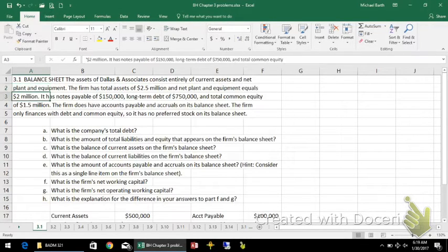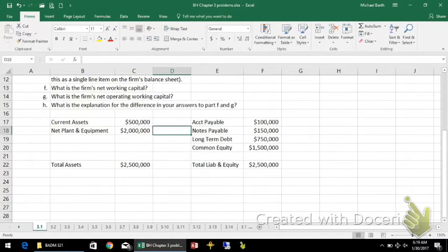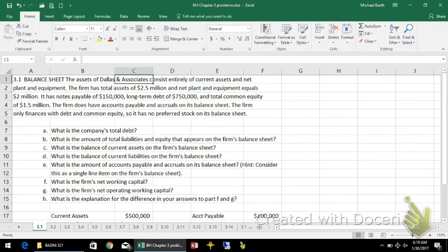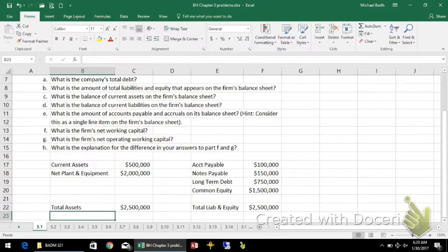The firm has notes payable of $150,000, long-term debt of $750,000, and common equity of $1.5 million. The sum of those three items comes to $2.4 million. That means that the accounts payable and the accruals, which the firm does have on its balance sheet, have to be the other $100,000. That's because assets and total liabilities and equity have to balance.